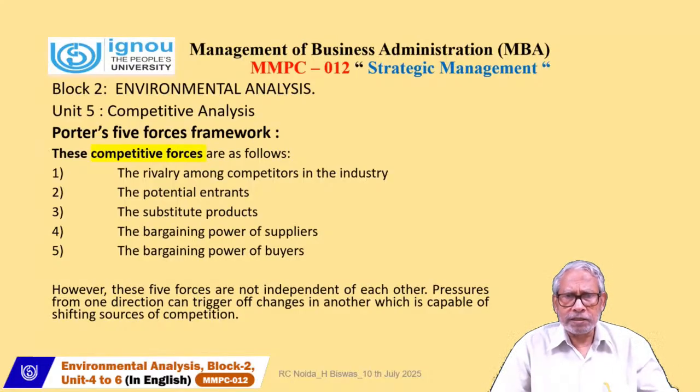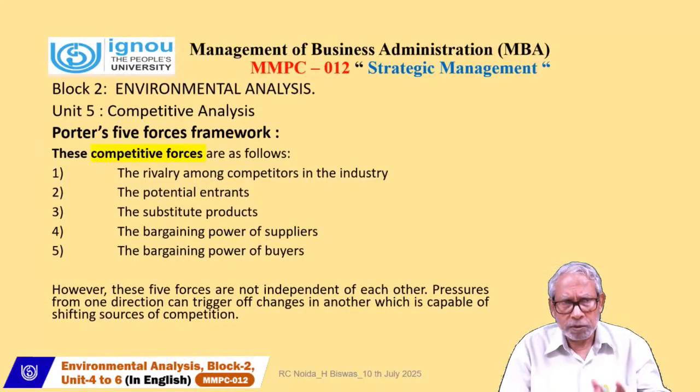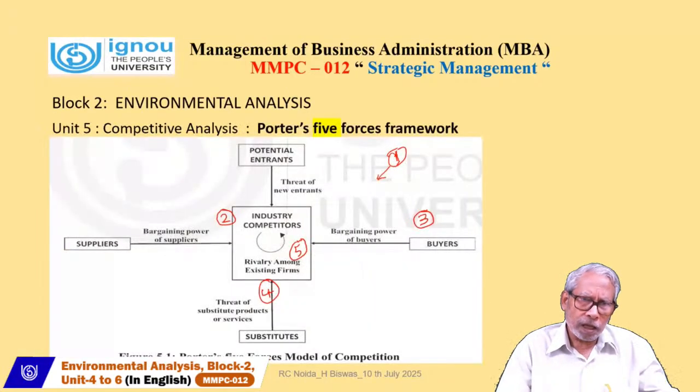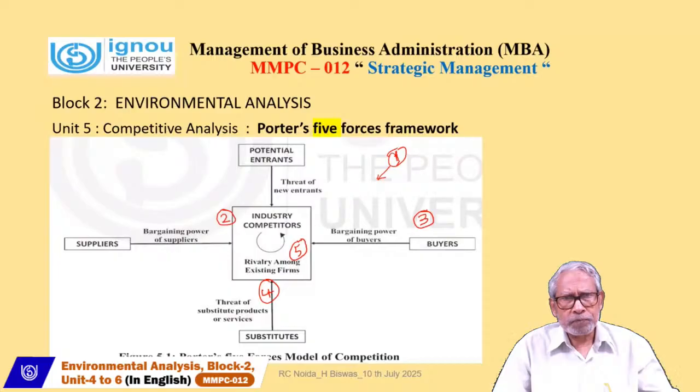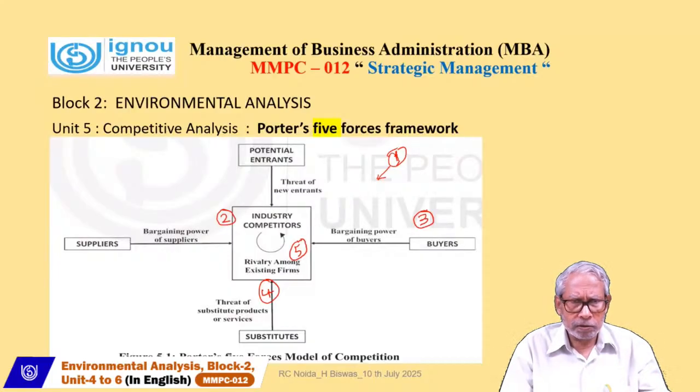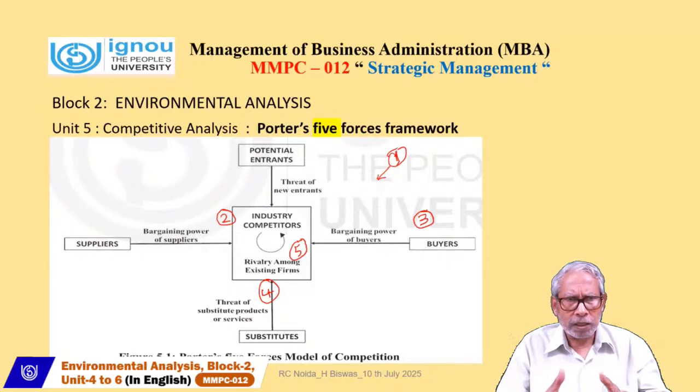So all these five factors are interdependent. Pressures from one direction can trigger changes in others, which is capable of shifting the sources of competition. So this is the basic formation of the total Porter's Five Forces framework. That is the framework, and now you have to see what is the process and what are the activities.